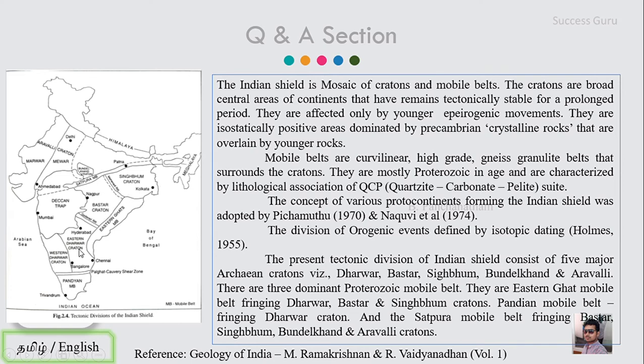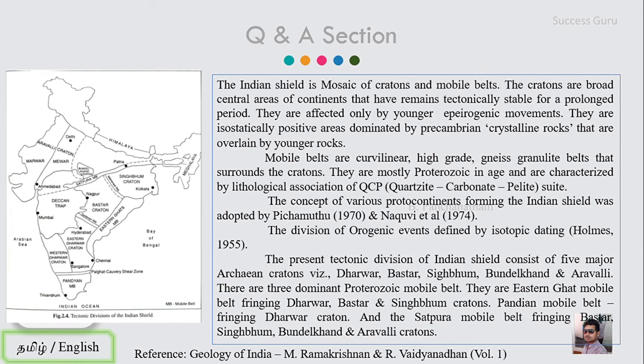Adjacent to these cratons, there is the Eastern Ghat mobile belt, and there is the Pandian mobile belt that is fringing the Dharwar craton, both east and west, and there is the Satpura mobile belt that is fringing the Bastar, the Singhbhum, and the Bundelkhand as well as the Aravalli cratons. So this gives you an outline of the different types of cratons and mobile belts in India.